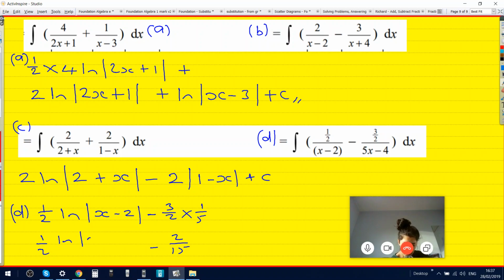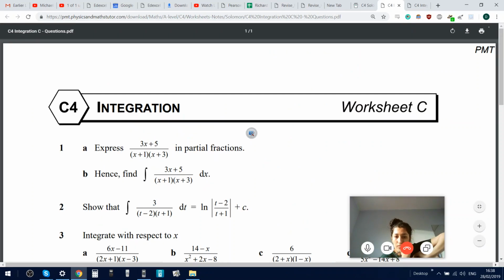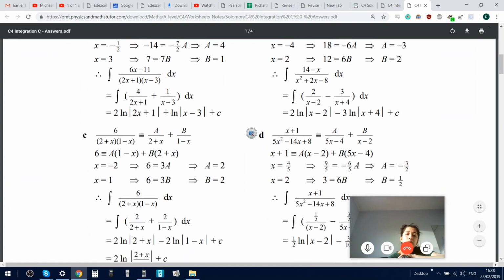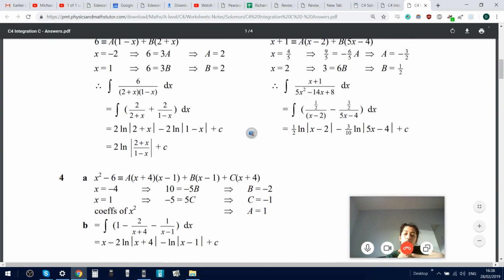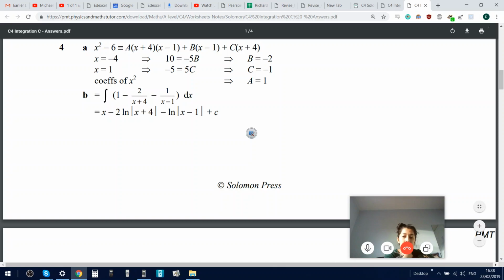So minus 2 over 15 ln 5x minus 4. Don't forget it. Let's see. Yeah. Got it. Any questions about that? Okay, so let's see. We did that. Coefficients.